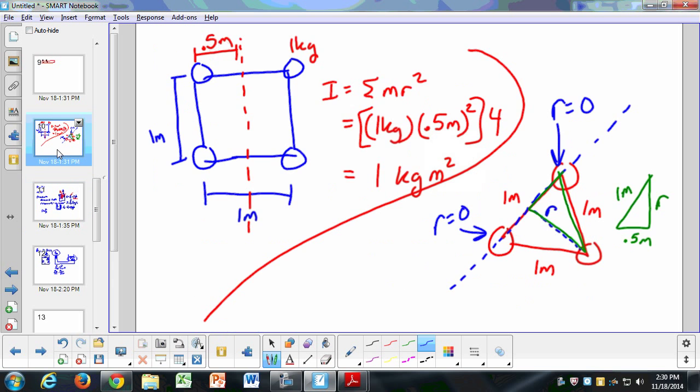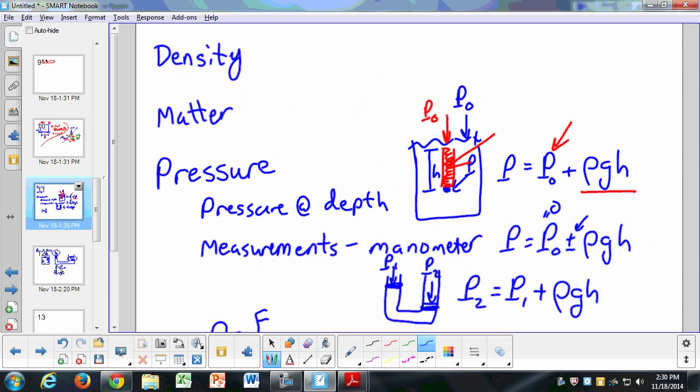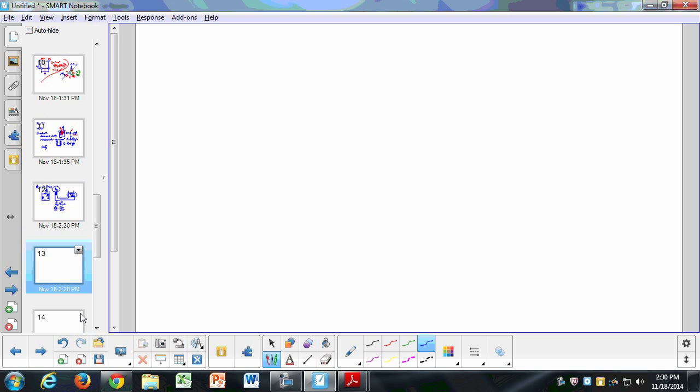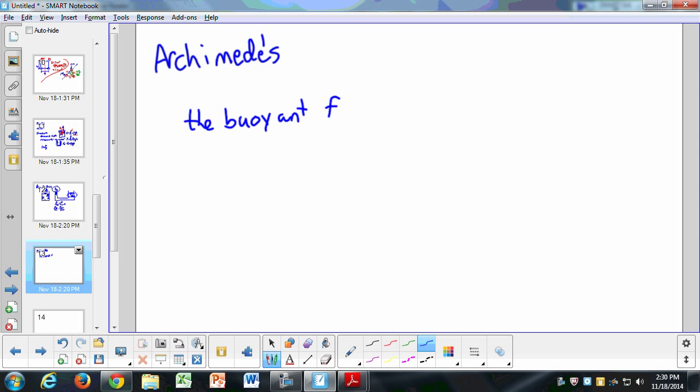What else we have? Archimedes' principle, and then fluid flow. So just a couple more things, three more things. Archimedes' principle can get complicated, but it'll be pretty simple for your test. Just a couple of things. You need to know what Archimedes' principle is. First of all, it says that the buoyant force equals the weight of the displaced fluid.